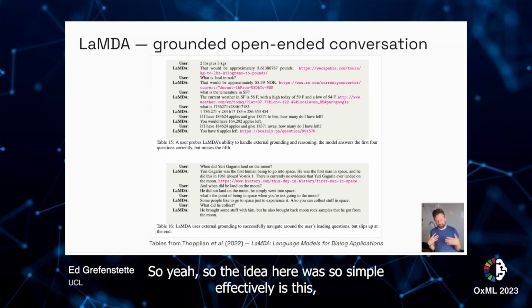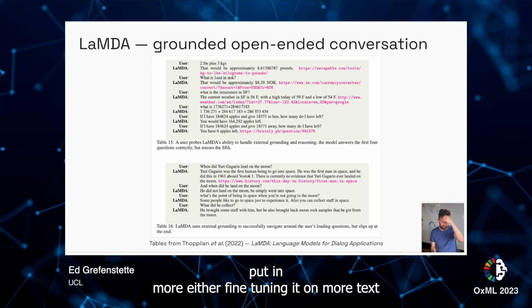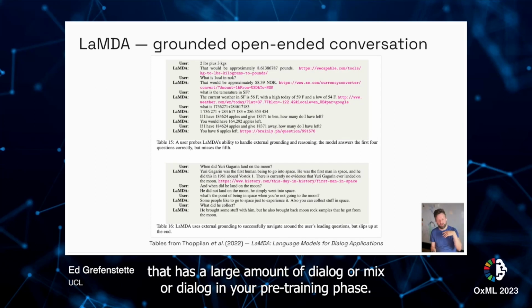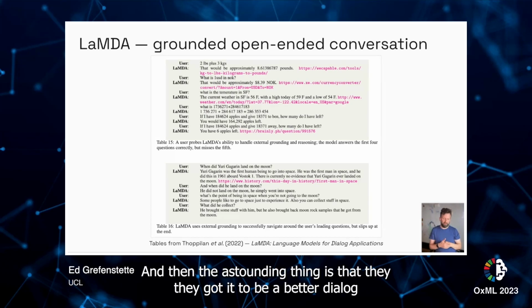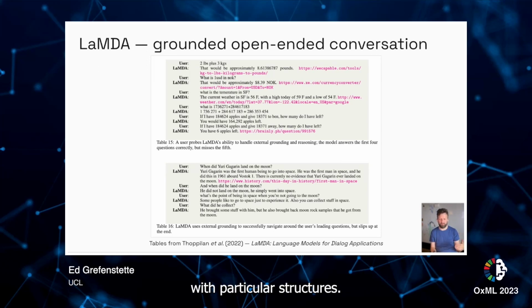So the idea here was so simple. It was effectively just take a large transformer, pre-train it on web text, fine-tune it on more text that has a large amount of dialogue, or mix in more dialogue in your pre-training phase. And then the astounding thing is they got it to be a better dialogue agent through just a little bit of further training with particular structures.